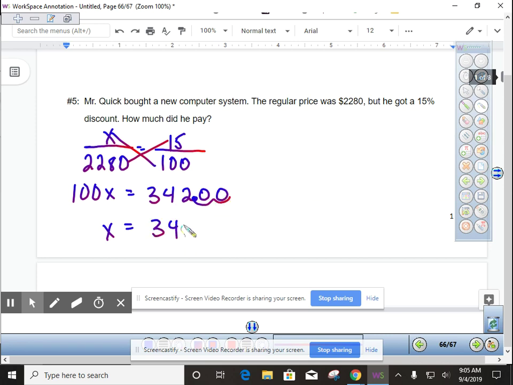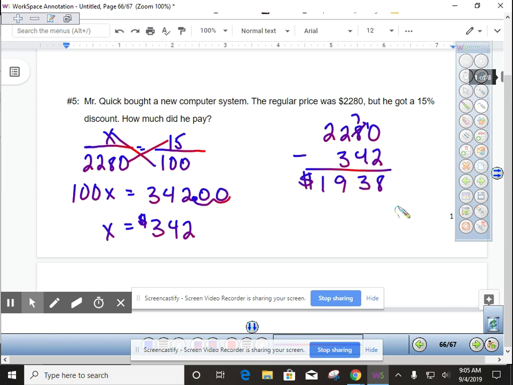So we got 342, and a lot of you were like, oh my God, that is a lot of tax, right? Or a discount, right? But it's a big number. How do we find out how much he's paying? Subtract it. It is 1,938. So he got a heck of a deal on his new computer, right? Not really though. So today, we're gonna take that same concept with percent proportion and turn it into sales tax, all right? So let's talk about it.